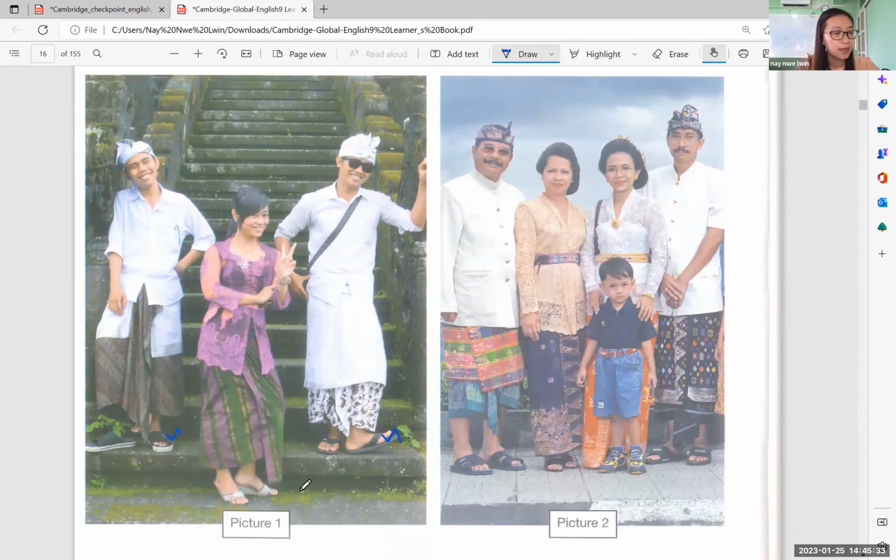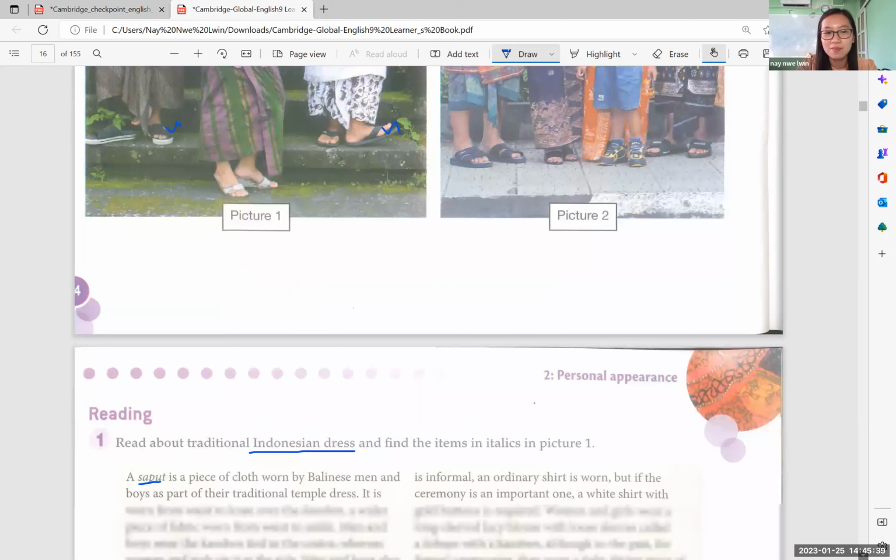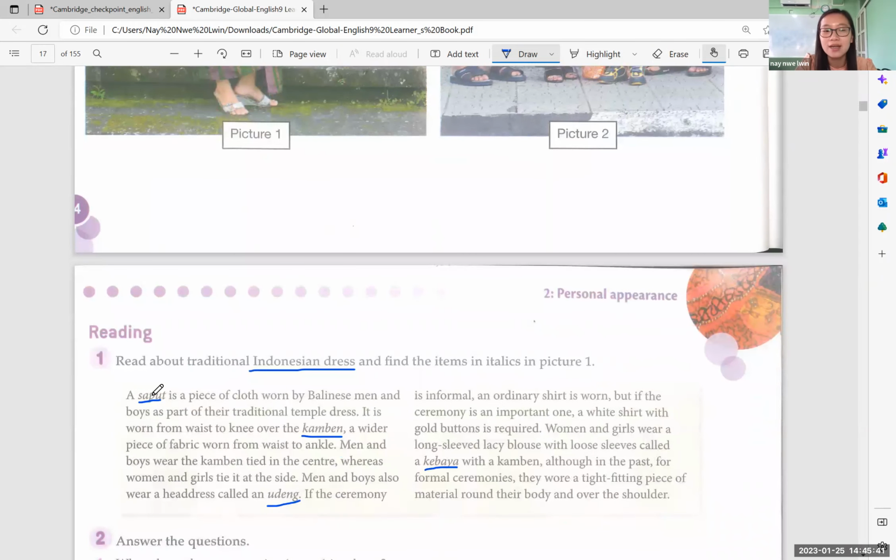Okay, so let's look at the first one. What is saput or whatever? Maybe I pronounced it wrongly because I'm not Indonesian. So what is saput? Okay, again, she will be absent, right? Maybe because of the connection. Yes, teacher. So let's look at saput.